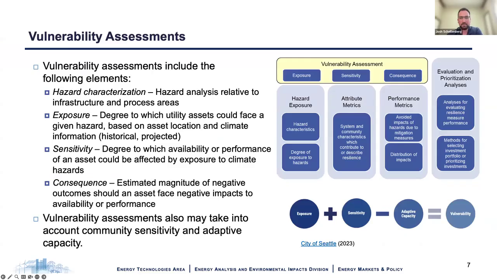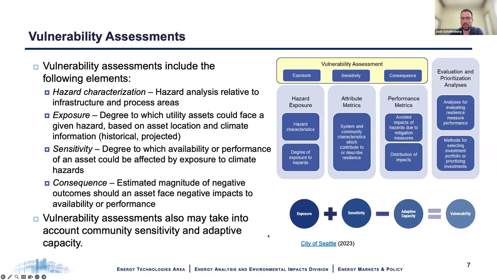And so as part of that Bridging the Gap report, we developed this framework that lays out these components of resilience plans. And I'm going to walk through many of the insights, starting with vulnerability assessment. And so these assessments include hazard characterization, looking at exposure or the degree to which utility assets could face a given extreme weather hazard, sensitivity, which is the degree to which availability or performance of an asset could be affected by exposure to that hazard, and then consequence. And then finally, vulnerability assessments also may take into account community sensitivity and adaptive capacity.